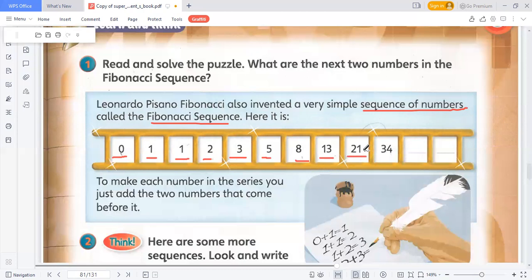And then 21 and 13 is 34. Okay. What is the next number after 34? Do you know how to solve it? Or do you have any idea what will be the next number?